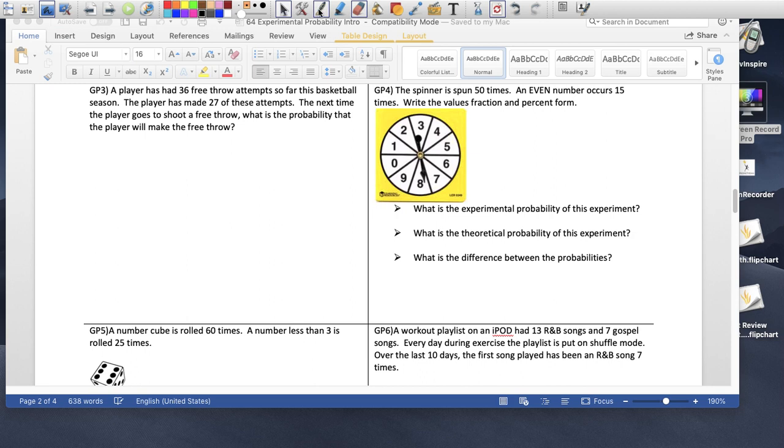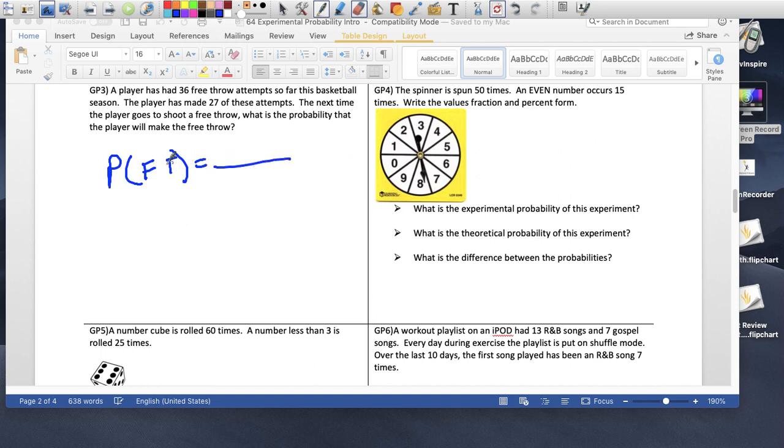A player has 36 free throws attempted so far this basketball season. He made 27 of these attempts. The next time the player goes to shoot a free throw, what is the probability that the player will make a free throw? So the probability of him making the free throw.